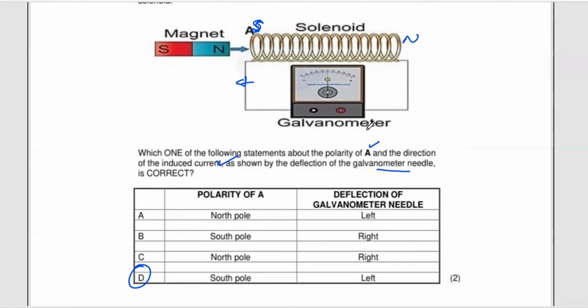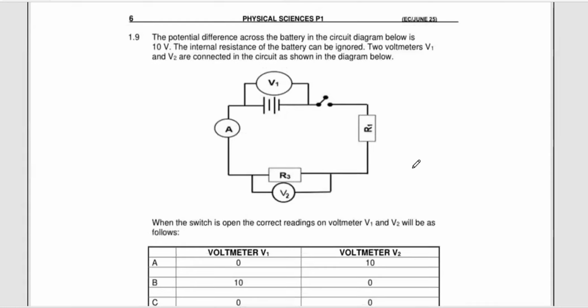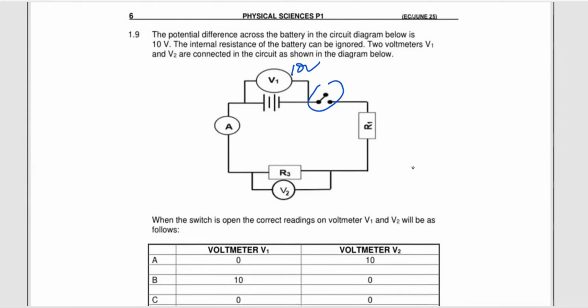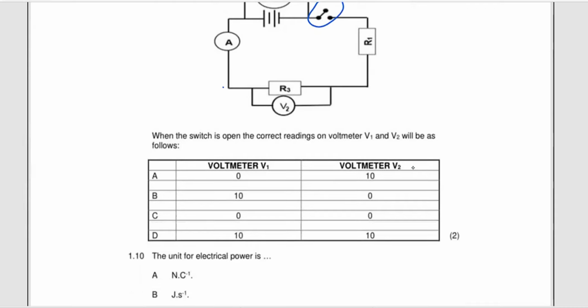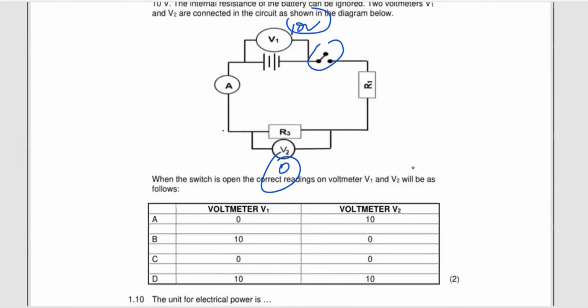All right, then next, 1.9. The potential difference across the battery in the circuit is given as 10. Okay, we have 10V here. And then the internal resistance can be ignored. 2 voltmeters are connected in the circuit below. So when the switch is open, what will be the voltmeter readings? Now, for as long as the switch is open, there will be no reading in V2. But the fact that V1 is connected across the battery, we shall have 10V there. So 10 for V1 and then 0 for V2, which is option B.